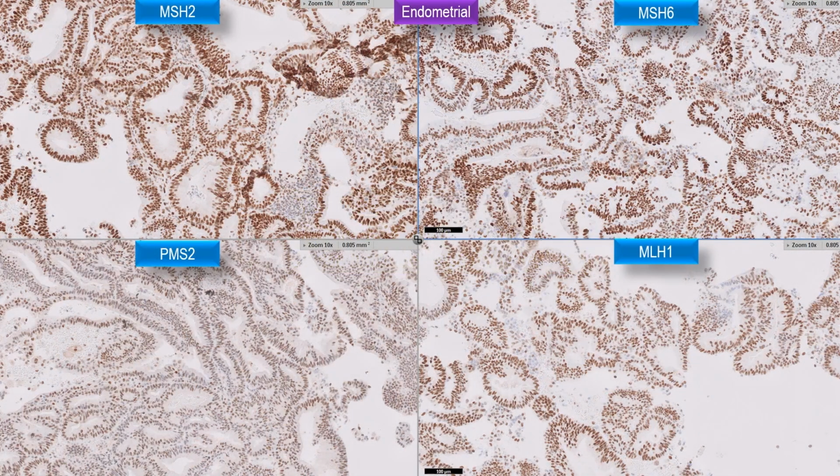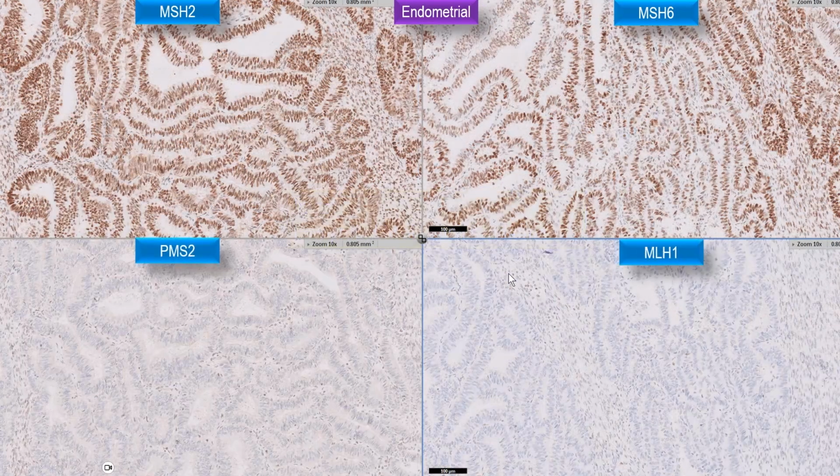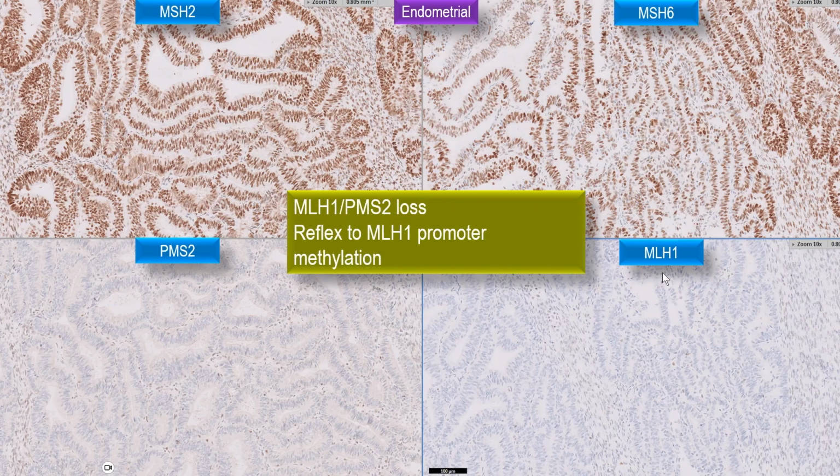And now I'll show some other tumor types. Endometrial, which also has a high percent of MMR protein loss. Here's intact. All four have intact nuclear staining. Here's one where we have, again, a loss of MLH1 and PMS2. So if you remember, the main defect here is the MLH1. And in endometrial and other tumors, this is still most commonly caused by promoter methylation, so that would be the next step.